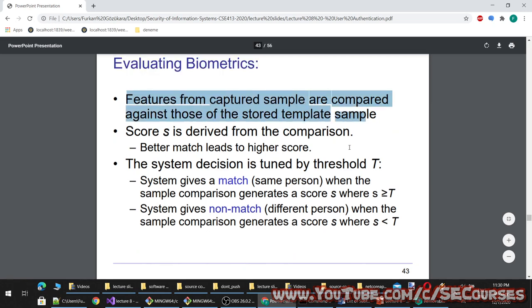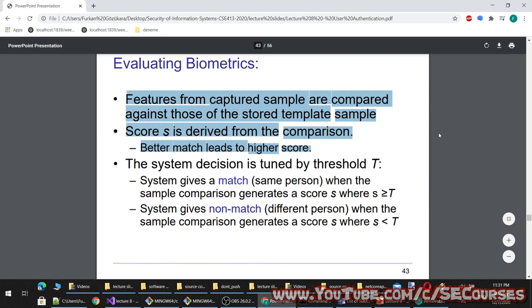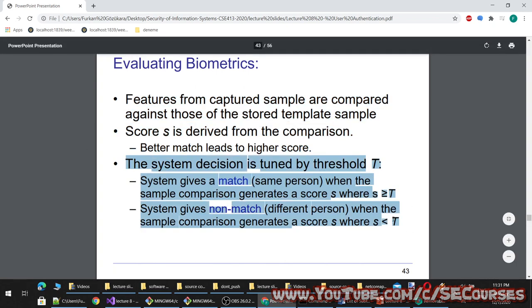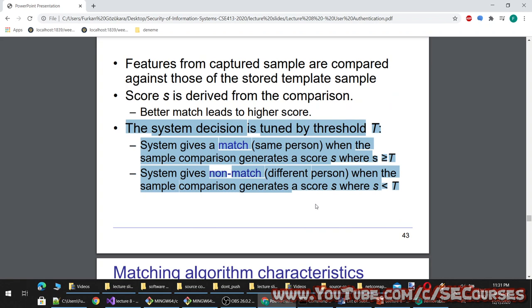Evaluating biometrics. Features from the captured sample are compared against those of the stored template sample. Score S is derived from the comparison. A better match leads to a higher score. The system decision is tuned by threshold T. The system gives a match, same person, when the sample comparison generates a score S where S is greater than or equal to T. The system gives a non-match, different person, when the score S is less than T.